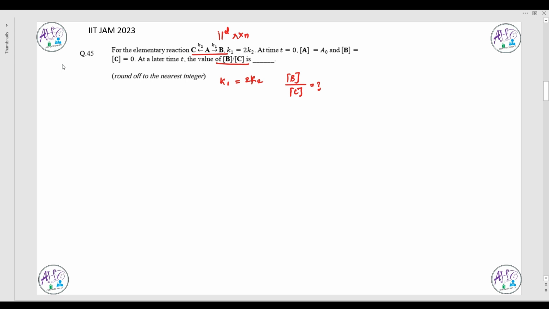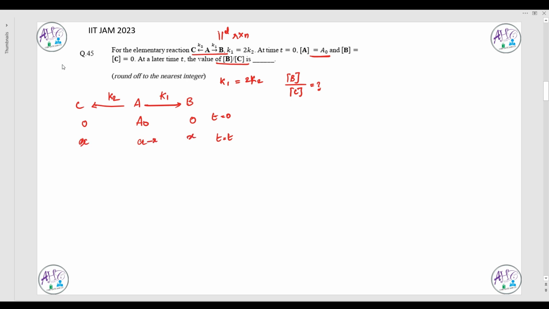So let's see. First, A is giving B with K1, and A is giving C, so this is going to be your K2. At T equal to 0, the concentration of A is A naught, and B and C will be 0. Then at T equal to T, this is going to be A minus X, and this is going to be X.